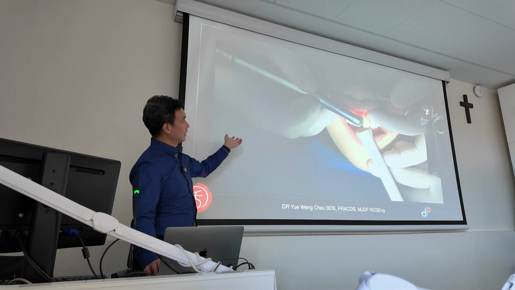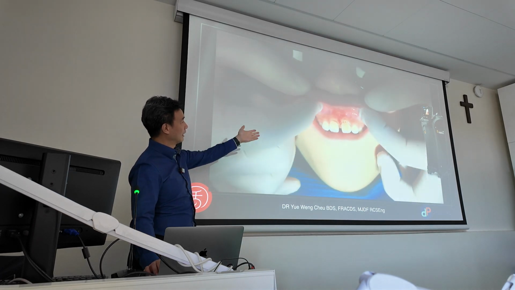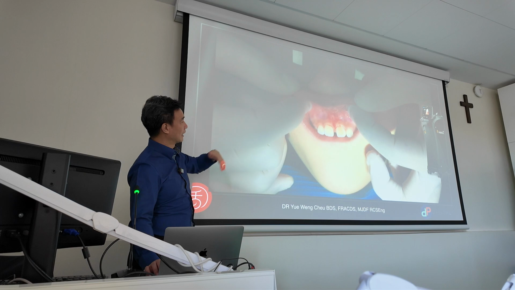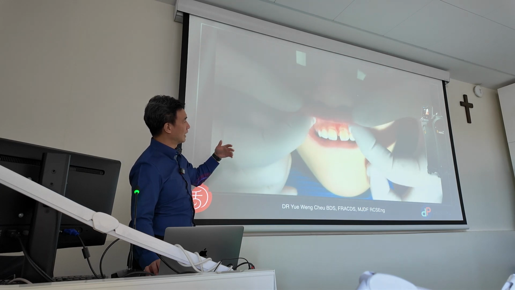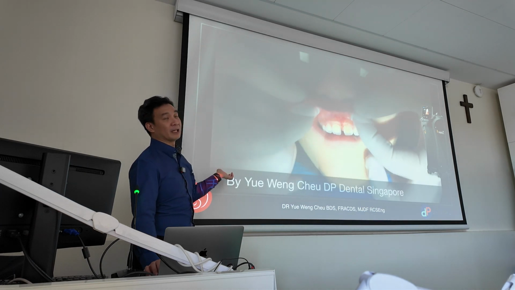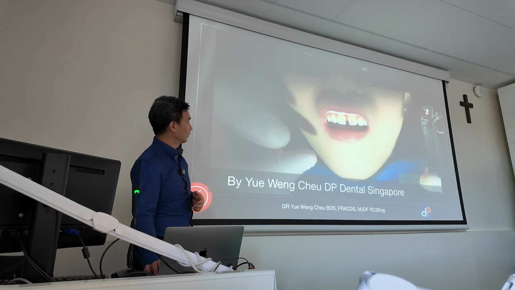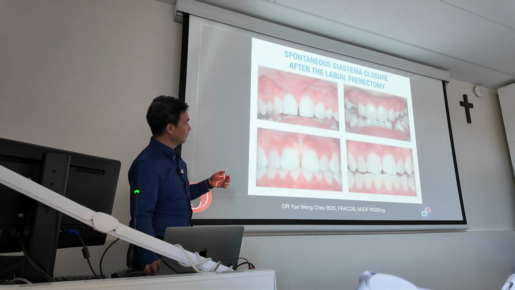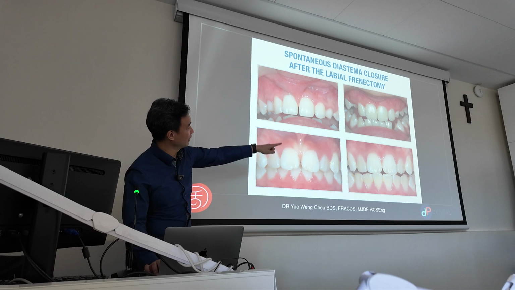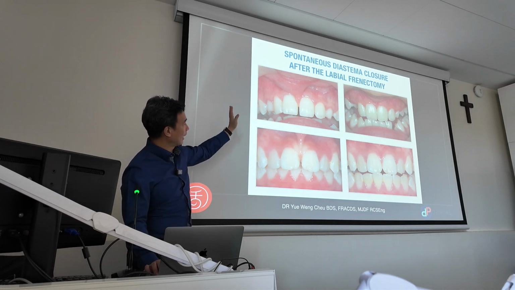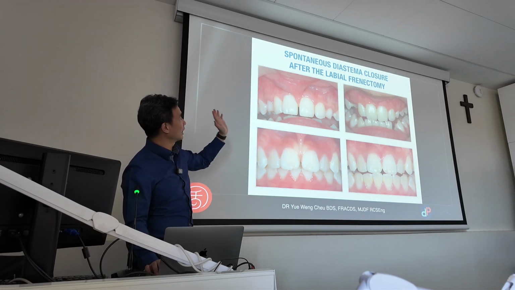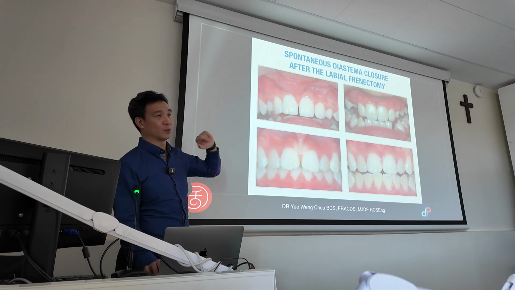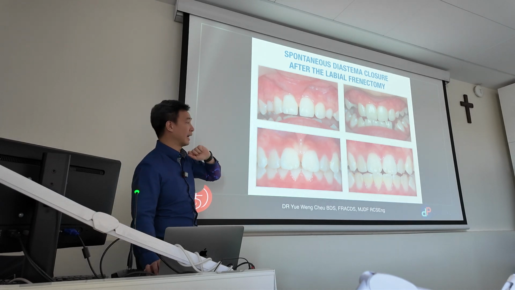After the surgery, they recover. You can see the full freedom, and just a cotton roll will more or less stop the bleeding, and they're back at school, back at work. Usually the recovery is quite fast, a few days, and the diastema closure can happen within a few weeks, four to six weeks. You can see sometimes the gap is already closed.